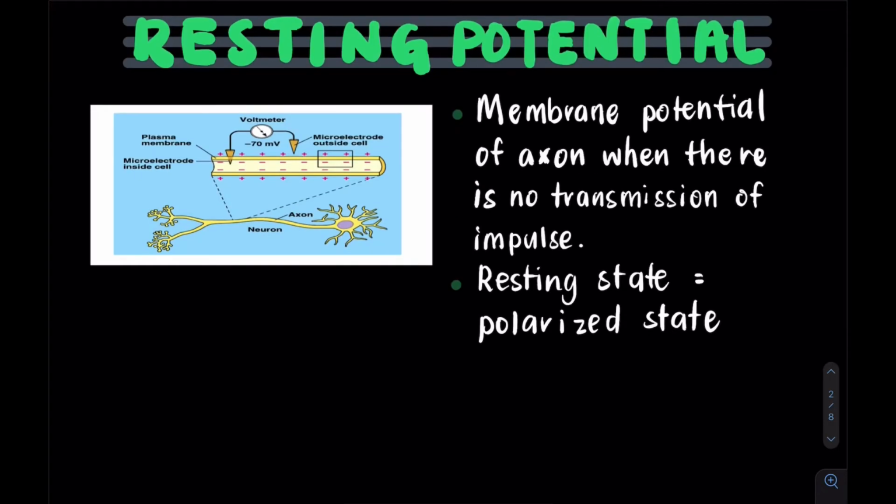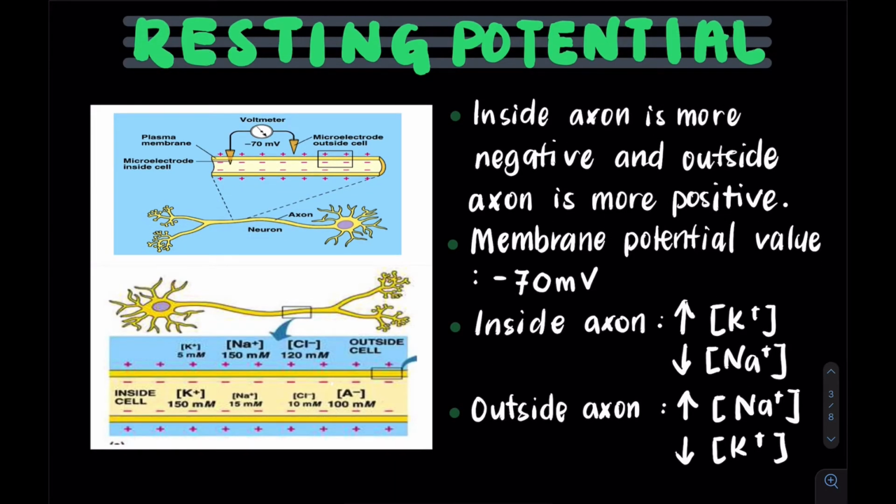Resting potential refers to the membrane potential of the axon when there is no transmission of impulse. The axon is at resting state, or polarized state. During resting potential, inside the axon is more negative and outside the axon is more positive. The membrane potential value of resting potential is negative 70 mV.